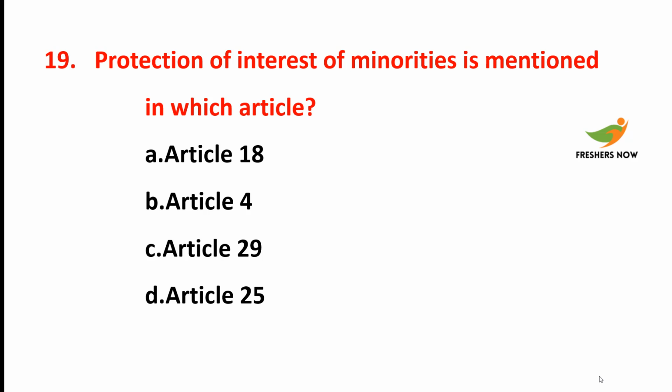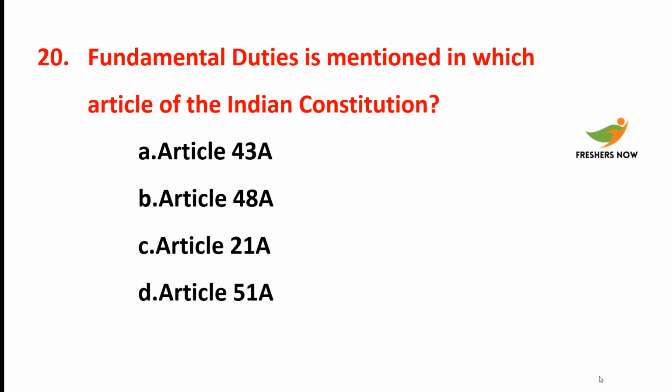19th question, protection of interest of minorities is mentioned in which article? And the answer is C, Article 29. 20th question, fundamental duties is mentioned in which article of the Indian Constitution? And the answer is D, Article 51A.